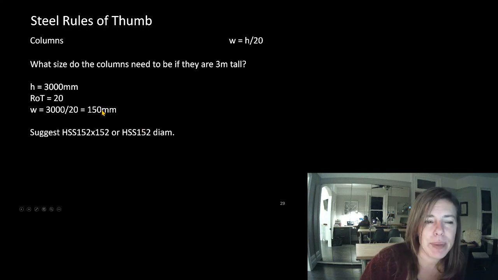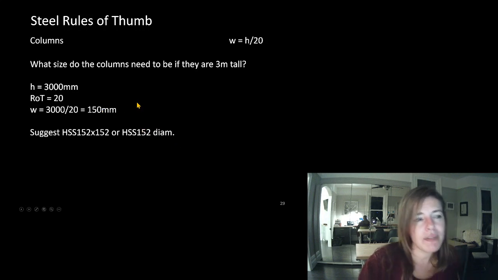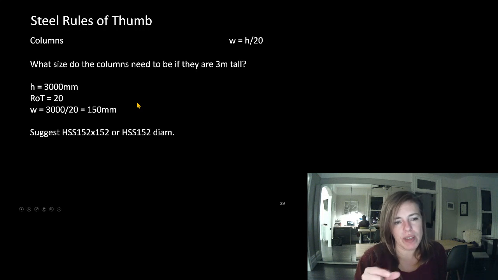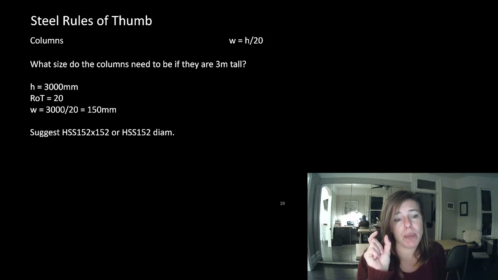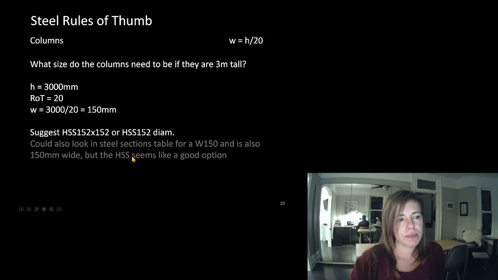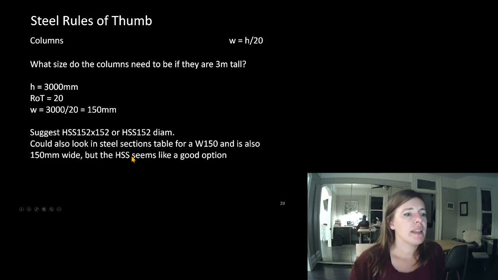You see, I didn't list a W section because all of a sudden the width becomes important on these ones. Remember, we need something that is 150 millimeters as the minimum dimension. So we can have W150s that are 150 millimeters deep, but only 100 millimeters wide. So for these, you'd need to get pretty particular. For the most part, I'm going to tell you to put HSSs as your answers for columns. You could also look in the steel section table for a W150 that is also 150 wide, but the HSS seems like a pretty good option.